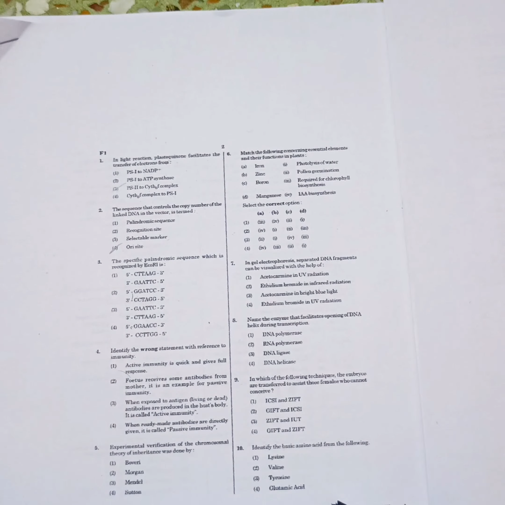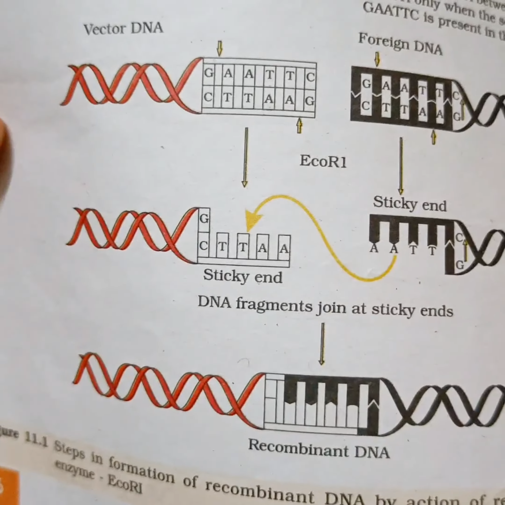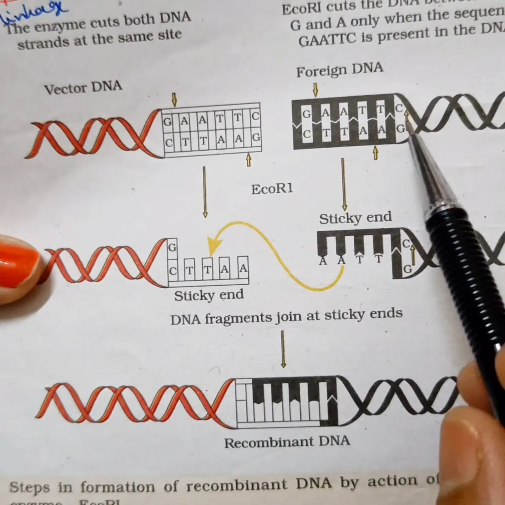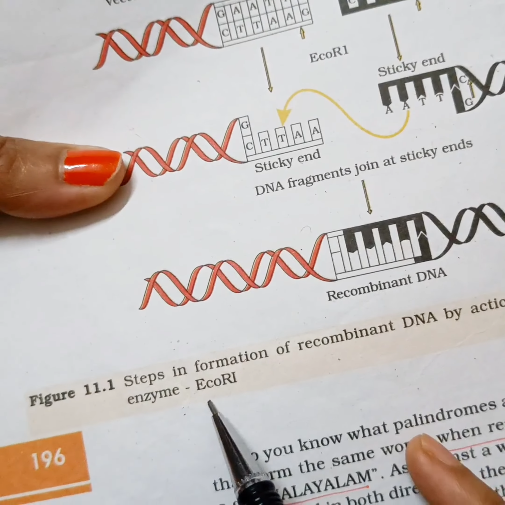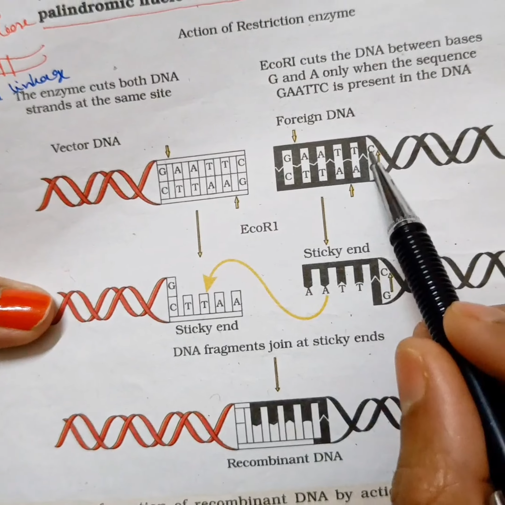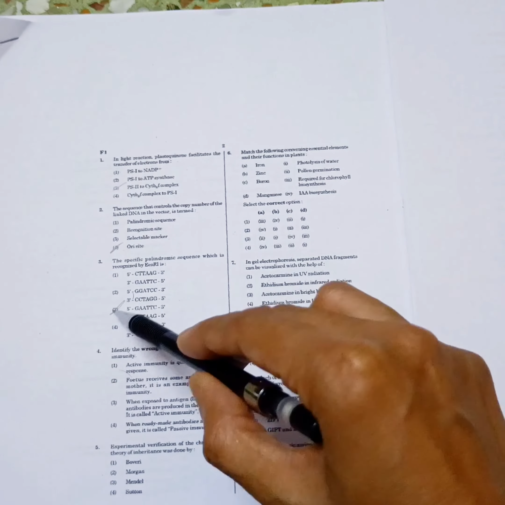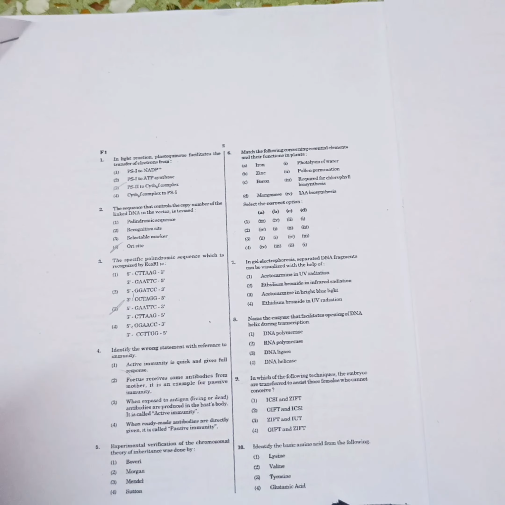Again, let me show you from the book. This will come on page number 196, and here you can see the correct sequence. It is written for the enzyme EcoRI. So what is the correct sequence? GAATTC. So the correct option is option number 3. Now let's move to the next question.